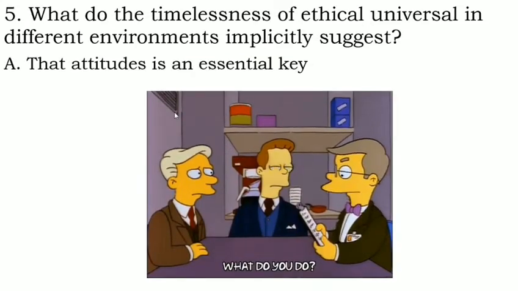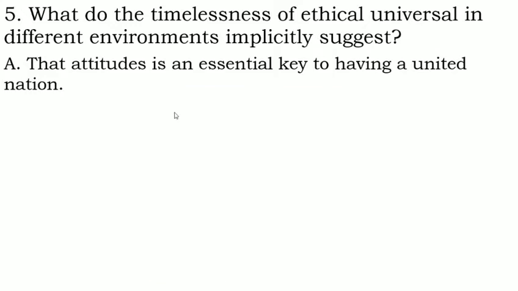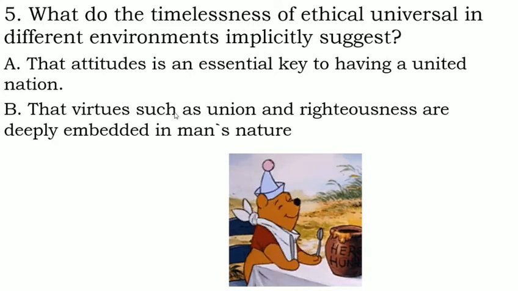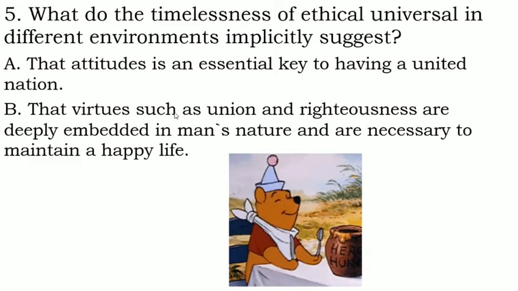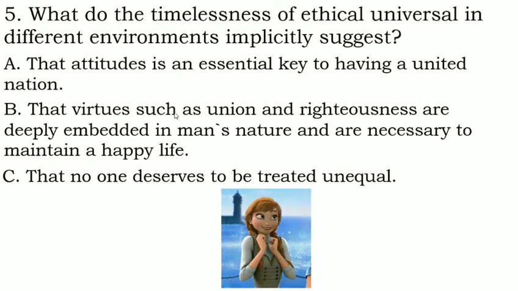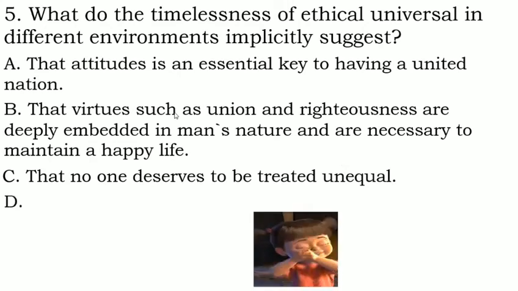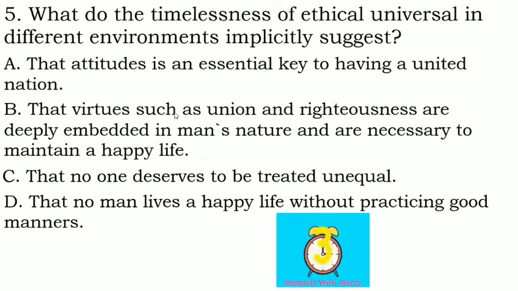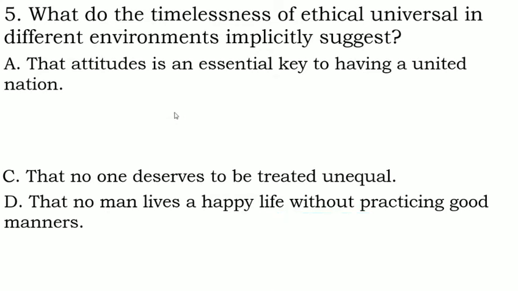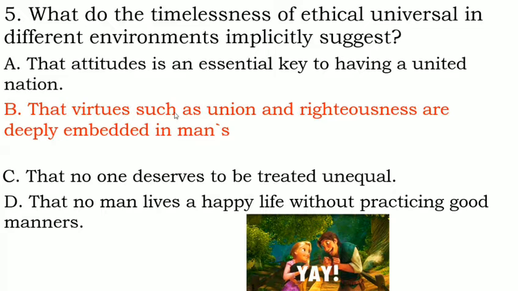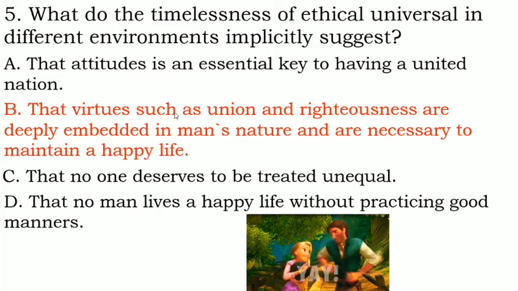Next, does the timeliness of ethical universals in different environments implicitly suggest A. That attitudes is an essential key to having a united nation. B. That virtues such as union and righteousness are deeply embedded in man's nature and are necessary to maintain a happy life. C. That no one deserves to be treated unequal. And letter D. That no man lives a happy life without practicing good manners. Alright, the correct answer here is option B. That virtues such as union and righteousness are deeply embedded in man's nature and are necessary to maintain a happy life.